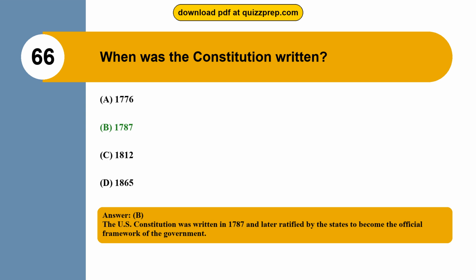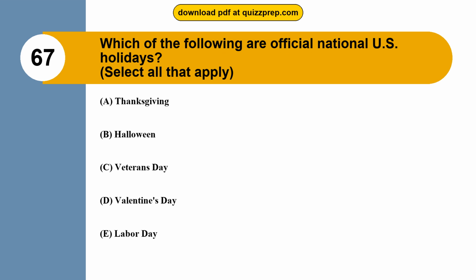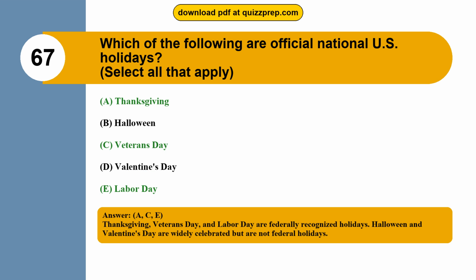Question 67. Which of the following are official national U.S. holidays? Option A, Thanksgiving. Option B, Halloween. Option C, Veterans Day. Option D, Valentine's Day. Option E, Labor Day. The correct answers are options A, C, and E. Thanksgiving, Veterans Day, and Labor Day are federally recognized holidays. Halloween and Valentine's Day are widely celebrated but are not federal holidays.